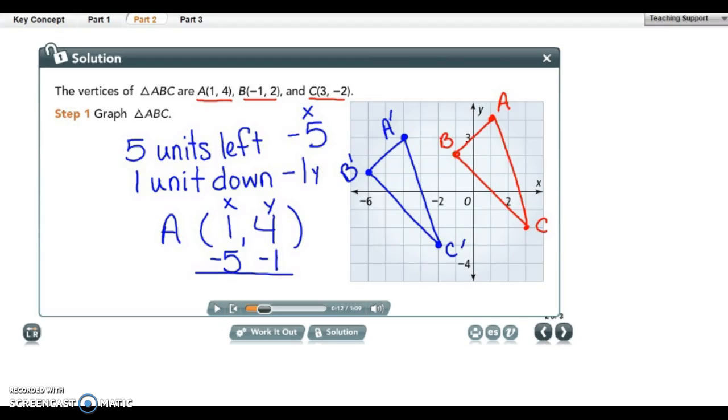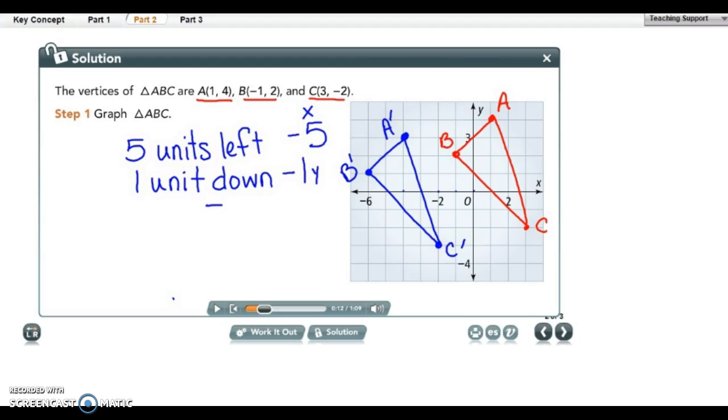Then I'm just going to combine my numbers going down. So 1 minus 5 is going to be -4. 4 minus 1 is going to be 3. So A prime should be at -4, 3. So let's take a quick look from 0. We're going to go over 1, 2, 3, 4, and then it says up 3, and that puts us exactly at A prime. Let's look at B.